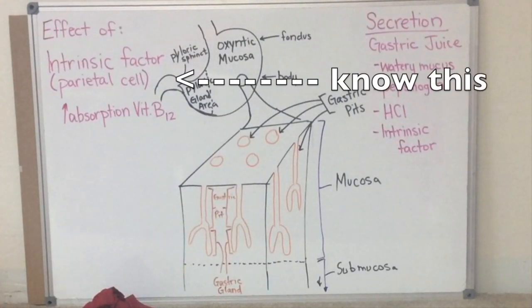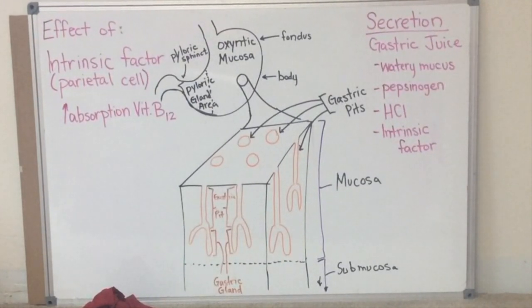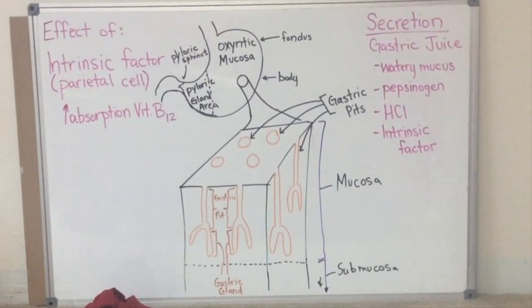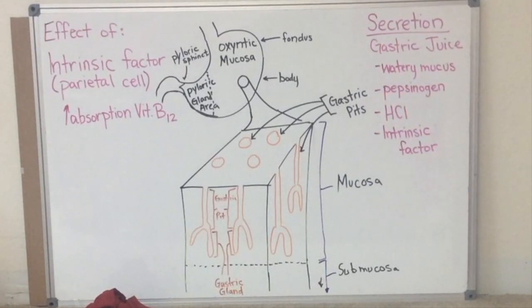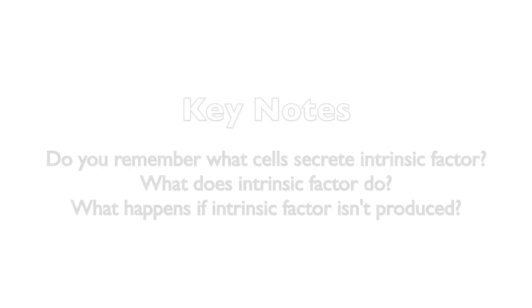Also secreted by the parietal cells is intrinsic factor. Intrinsic factor is important for the absorption of vitamin B12 within the terminal ileum of the small intestine. Vitamin B12 is essential for the formation of red blood cells. In the absence of vitamin B12, erythrocyte production becomes defective and anemia results.